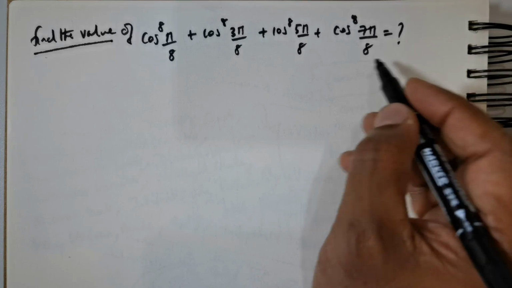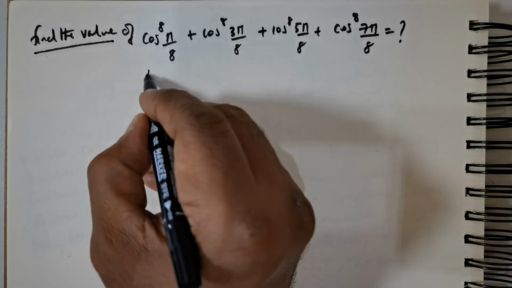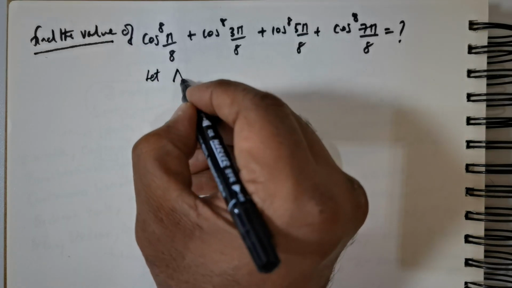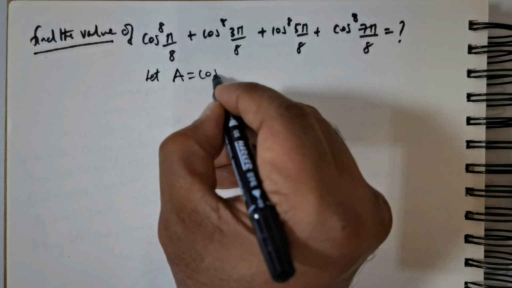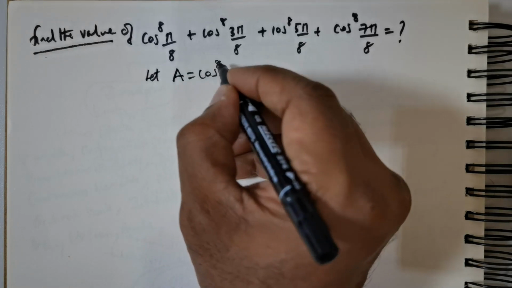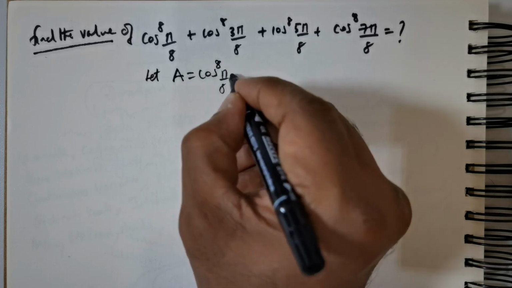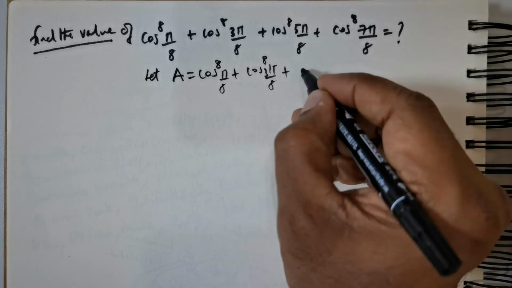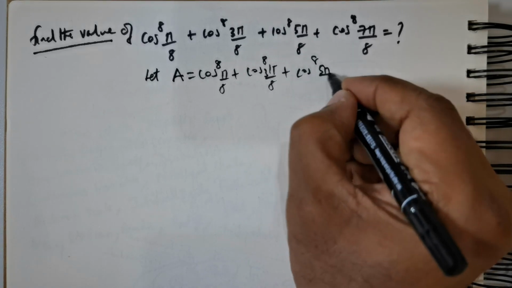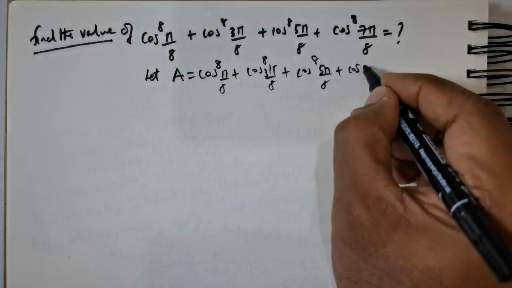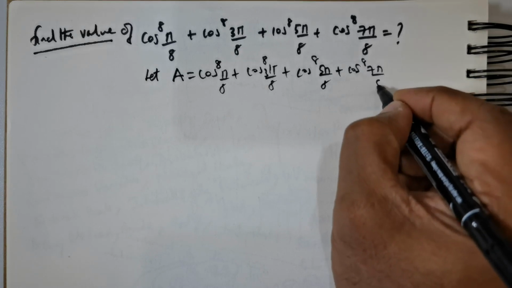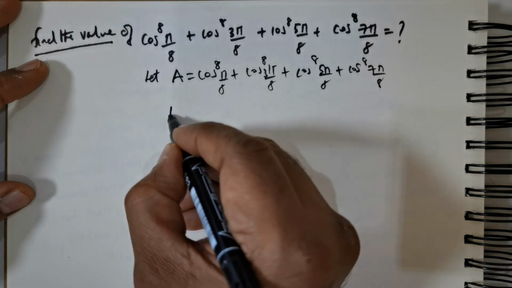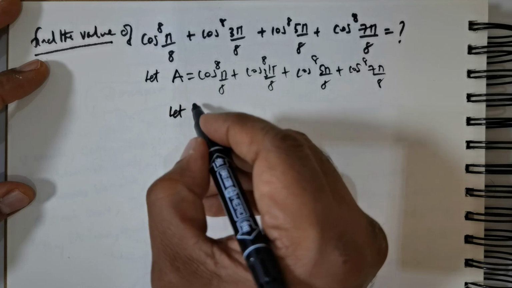We cannot use calculators. First, let A be equal to this expression: cos^8(π/8) + cos^8(3π/8) + cos^8(5π/8) + cos^8(7π/8). So that looks nice. Now I would like to make a substitution.